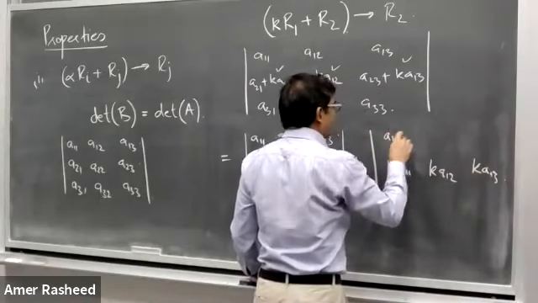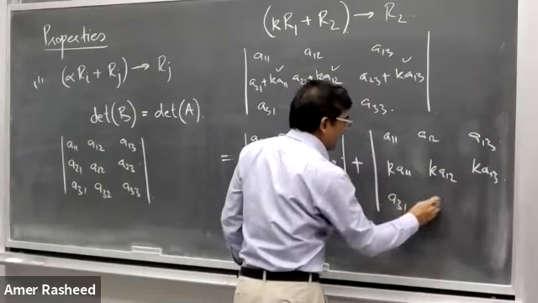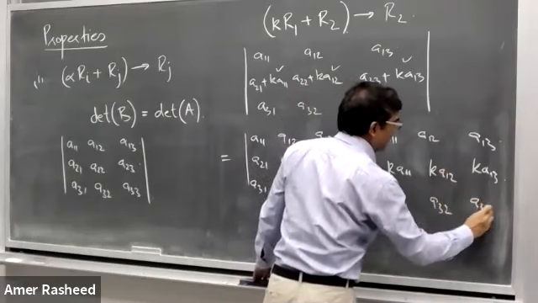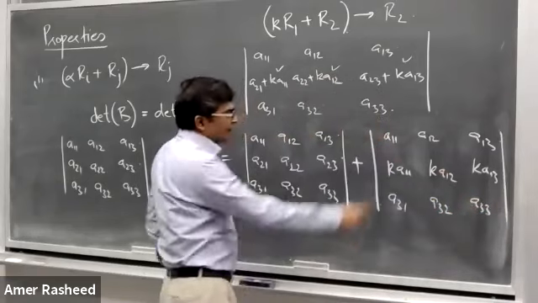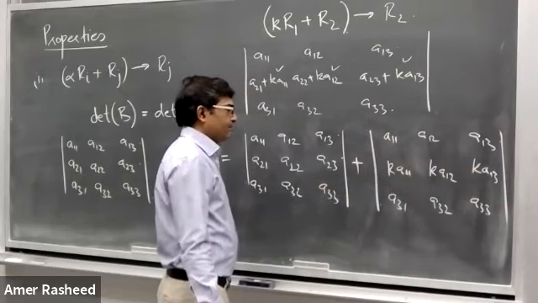ऊपर वाली लाइन क्या है? A11, A12, A13. नीचे वाली क्या है? A31, A32, and A33. Now, यहां से आप इस रो में से K कॉमन ले लें तो क्या होगा?